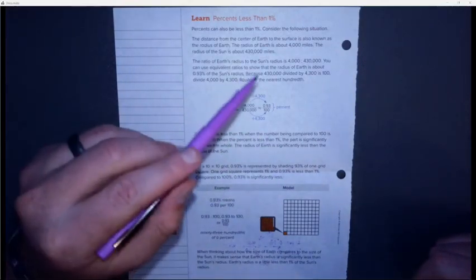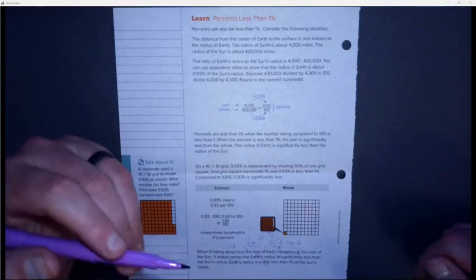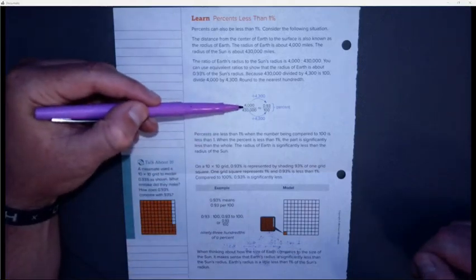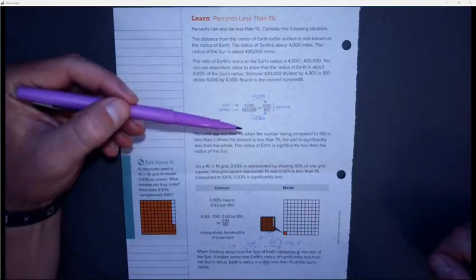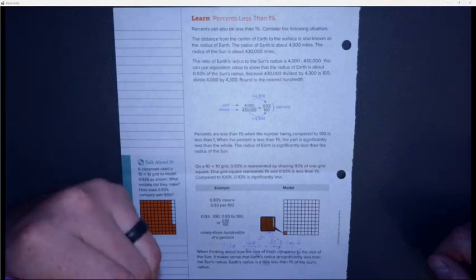Now on page 96, we're going to look at percents less than 1. It tells us at the top of the page that percents can be represented by less than 1. And they give us an example where we have the radius of the earth compared to the radius of the sun. And they tell us the radius of the earth is 4,000 miles and the radius of the sun is 430,000 miles. And we know that if we want to find the percent to compare these two numbers, we need to get to a fraction with a denominator of 100 to get per 100%, find our percent.